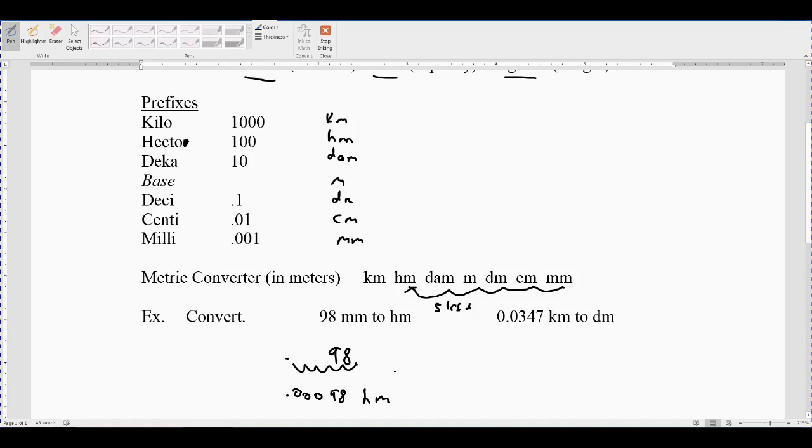And the reason why that makes sense is hectometers are way bigger than millimeters. Millimeters are just little bitty things on a meter stick. Hectometers are big. So if you have 98 millimeters and you convert them to hectometers, they're a really small portion of a hectometer. Really small. And that's it.